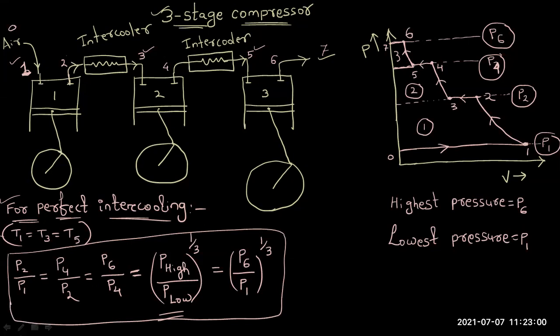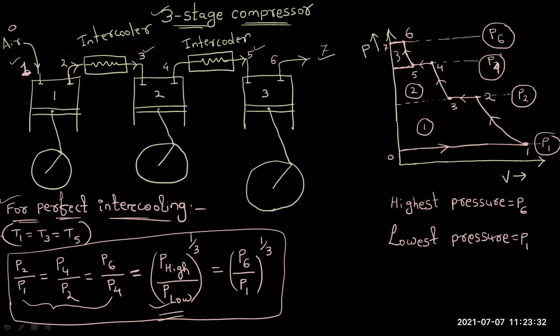Okay, so the pressure ratio for each stage of the compressor will remain the same, which will be equal to highest pressure by lowest pressure whole to the power 1 by 3. Okay. So this thing you can derive from this equation. From this equation, this term you can derive. Okay. So for the time being, for just a 3-stage compressor, you remember this pressure ratio should be equal to P highest by P lowest to the power 1 by 3.